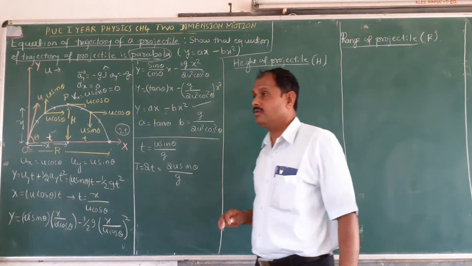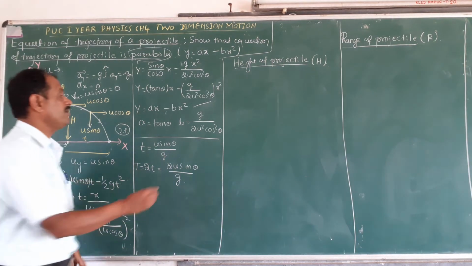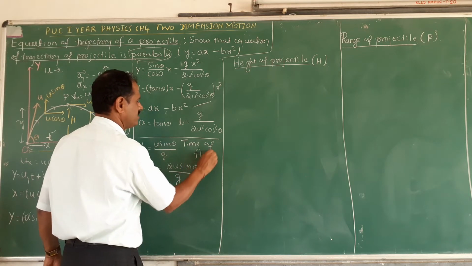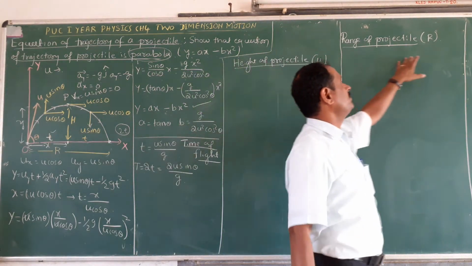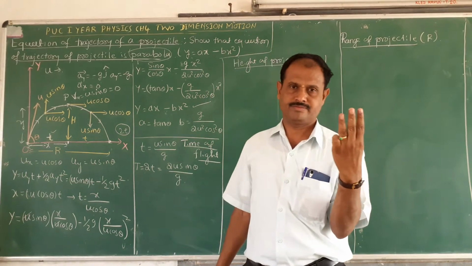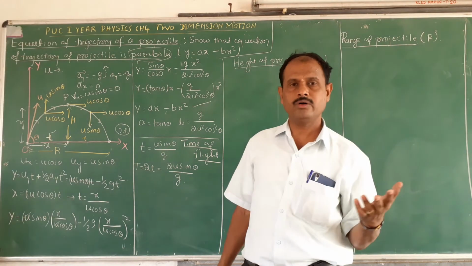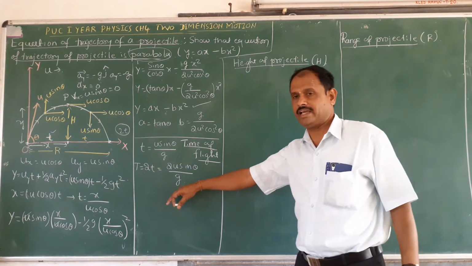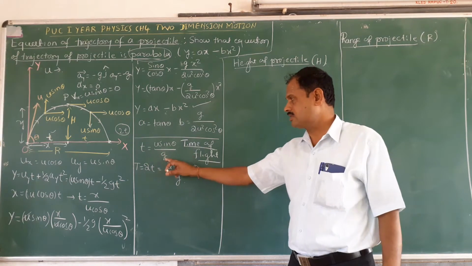Yes. Now there are 3 important definitions. One is time of flight. Another one is height of the projectile, another one is range of the projectile. There are three important expressions in the projectile motion. In the previous video clip, already you have to prove that you obtain the expression for time of flight. Time of flight is 2u sin theta by g. What is t? u sin theta by g.